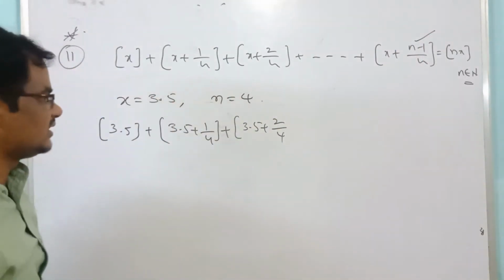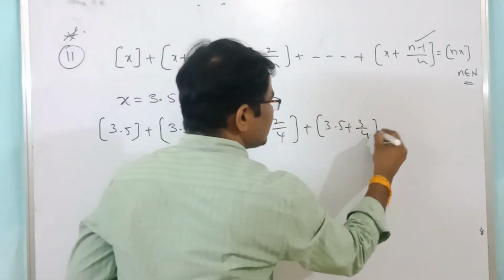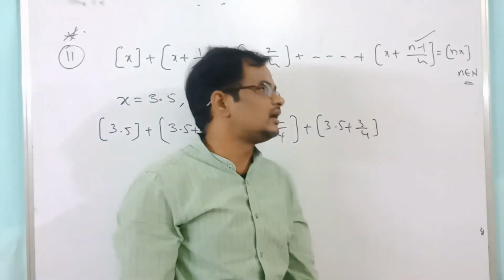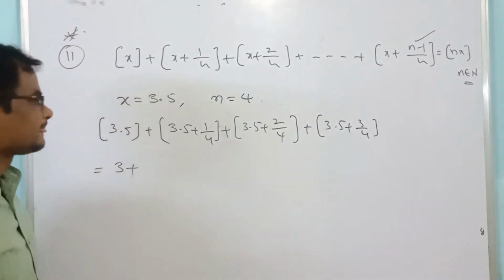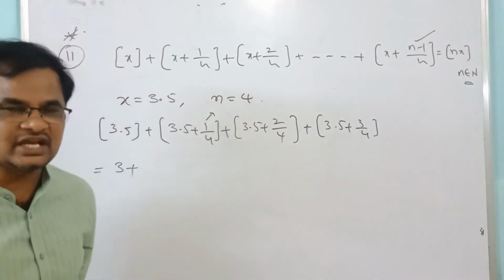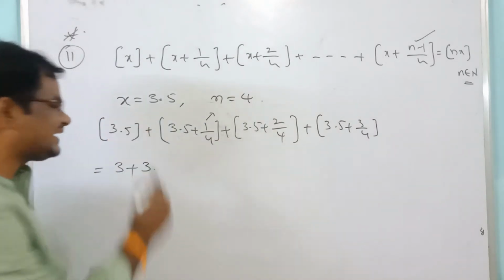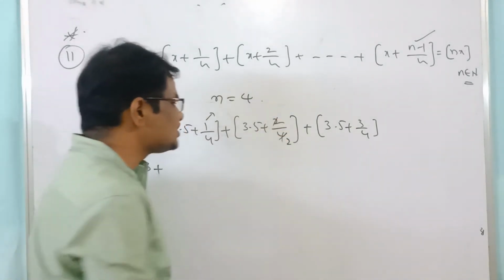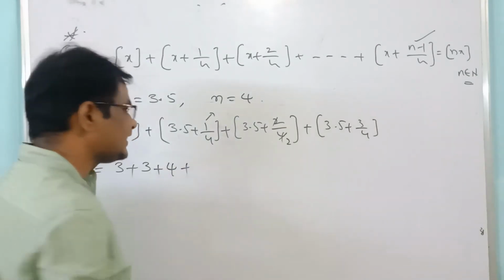Last term is n minus 1. And one more term we have to write: 3.5 plus what? 3 by 4, right? So n is 4 means n minus 1 is 3. Now further simplify this one. Floor of 3.5 is 3. And 3.5 plus 0.25 means 3.75. The greatest integer of 3.75 is 3 only. Plus, here 1 by 2 means 0.5, plus 3.5 is 4. So here you will get 4.